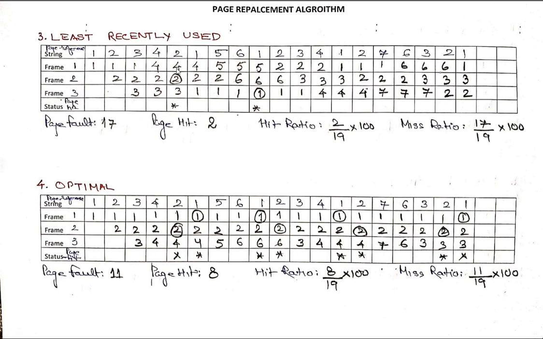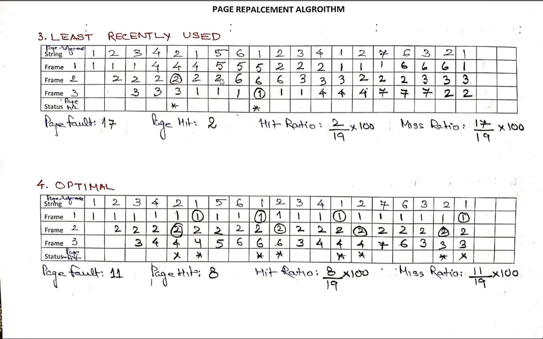When page 2 comes again, this page 2 of the disk is already in the RAM, so it becomes a page hit. That means the page is already there in the RAM, so a star is given. When 1 appears among 4, 2, 3, 3 has been there for the longest time, so it is replaced, 3 by 1. Then when 5 comes, it replaces 4, so 5, 2, 1.